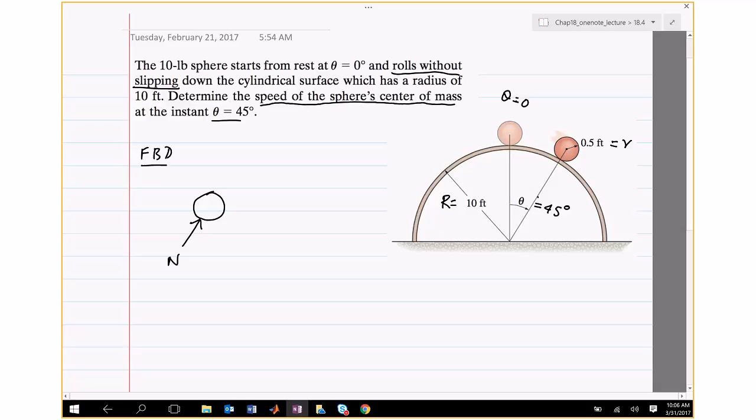So because the sphere is on the cylinder, there's a normal force, and there's mg. Okay, is that it? Am I missing any force? So there's friction because this is rolling without slipping. Okay. Is that it?